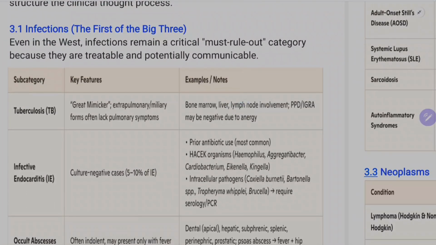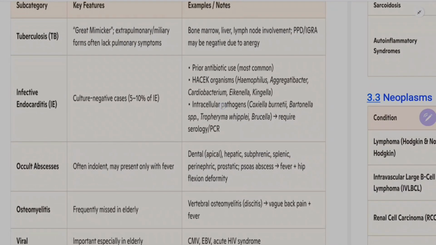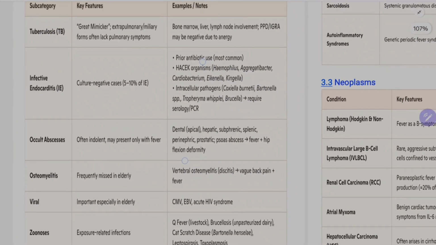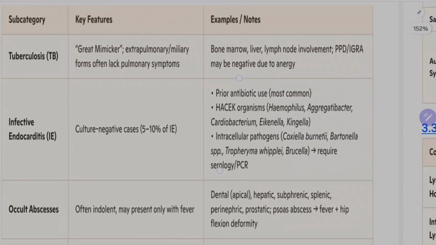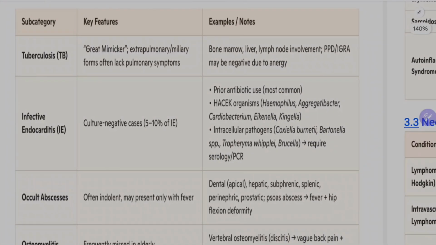So coming to the first of the big three, it is infections. So even in the West, infections remain a critical must rule out category because they are treatable and potentially communicable. So what are the common things we should consider in infections of the big three? So just imagine, you should have this in your brain.